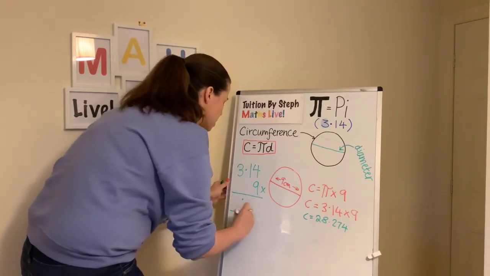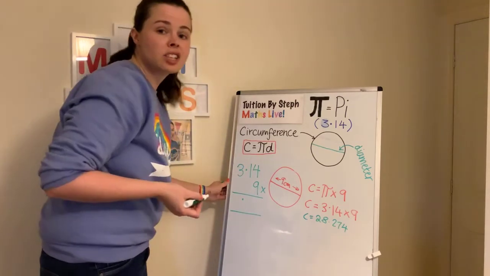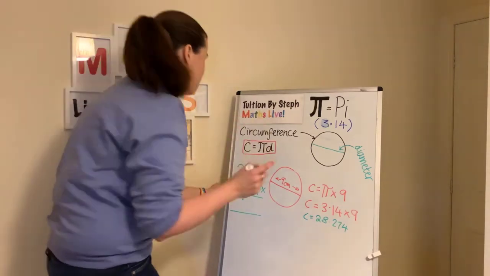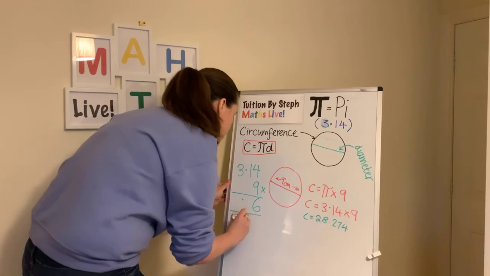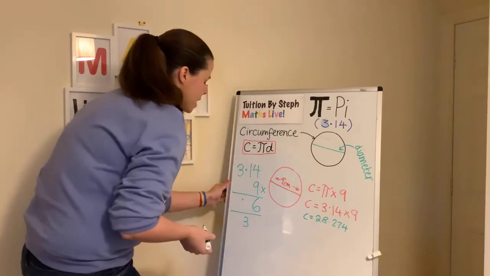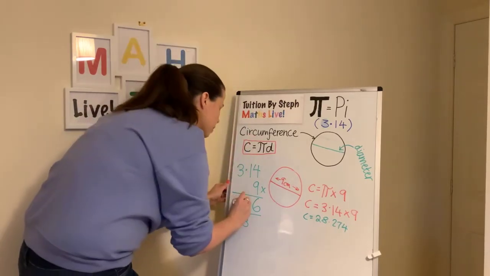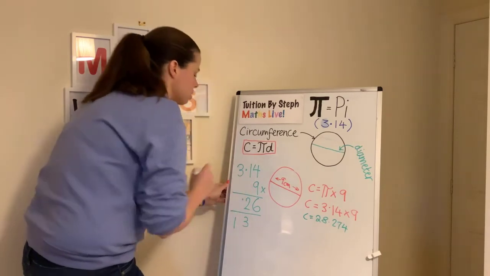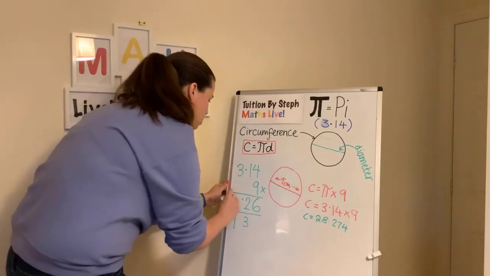Put my decimal point in. 1 9 is 9, 2 9s are 18, 3 9s 27, 4 9s are 36. 1 9 is 9, 10, 11, 12. 3 9s, 27, add the 1, 28.